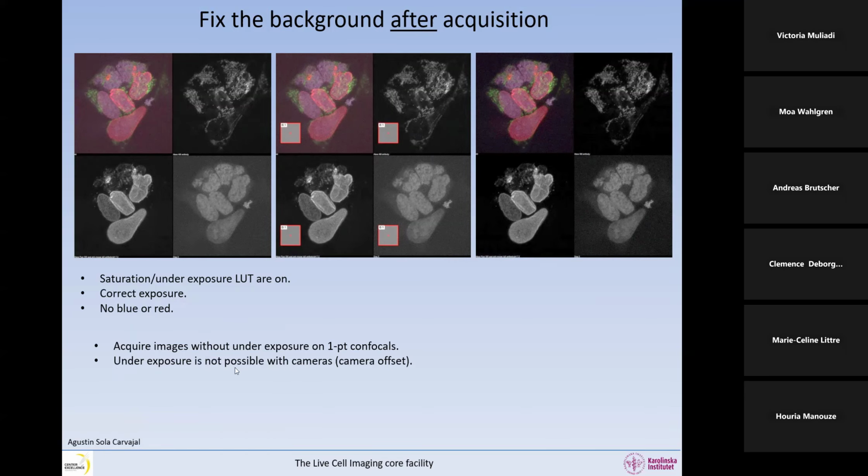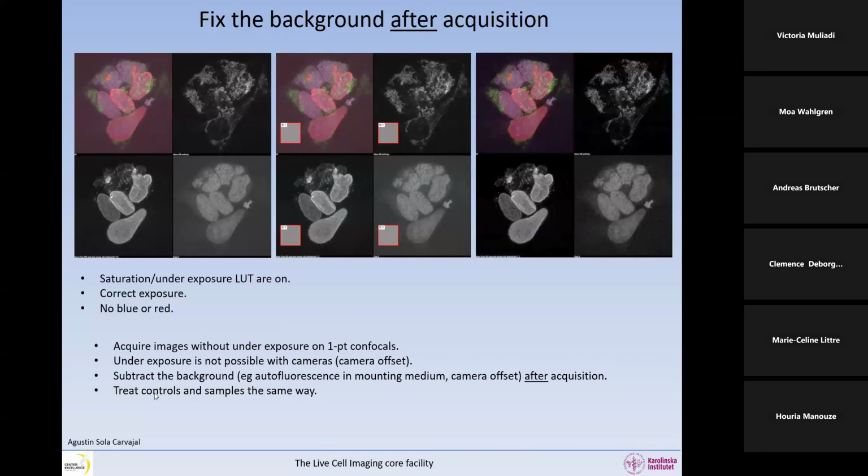So we can acquire images without underexposure on a single point confocal like this one. And underexposure is not possible with cameras. So you don't need to bother with cameras, because cameras have an offset of about 100 counts, since cameras cannot deal with 0 values. So the manufacturer puts in an offset, and therefore it's not possible to have underexposure with cameras, only on single point confocals and only on the older types. Then you can subtract the background this way, and this way you can remove the autofluorescence in the mounting medium, and you can also remove the camera offset. And that is done after acquisition.